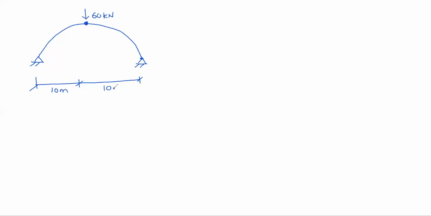Now we'll analyze one structure. Suppose central hinge is there here. 60 kilonewtons load is there. Suppose this one is a 3-hinged arch, 10 meters, total 20 meters, and central rise, let us assume, is 4 meters. 4 meters rise.